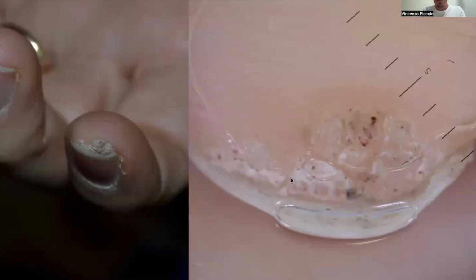And finally, as a representative of viral infection of the nail, I'm going to show you some cases of viral warts secondary to HPV infection. Here, the typical appearance of subungual wart and the dermatoscopy of wart showing this.